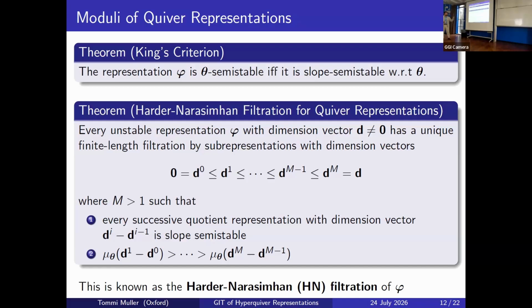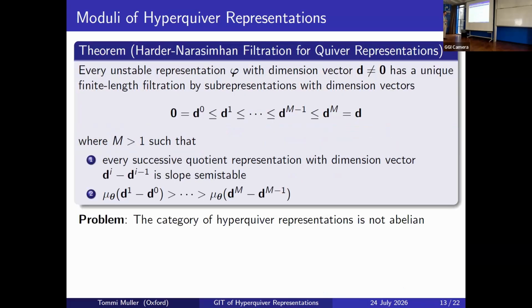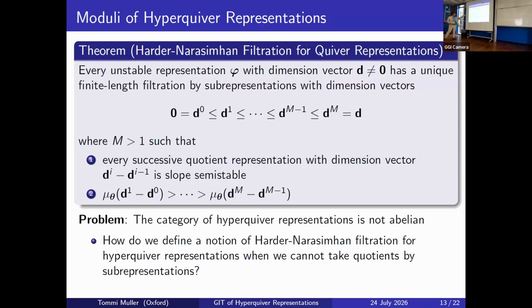That's the sense in which it's unique, and in the sense it's parameterizing unstable representations. So that's the Harder-Narasimhan filtration for quiver representations, and one would hope that you can generalize this for hyperquiver representations. But the problem you run into is that the category of hyperquiver representations is not abelian. So you can't take quotients like you need to define this Harder-Narasimhan filtration.